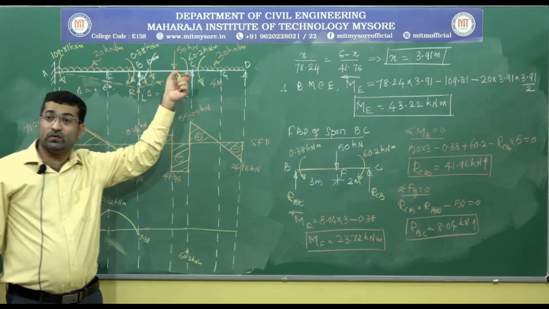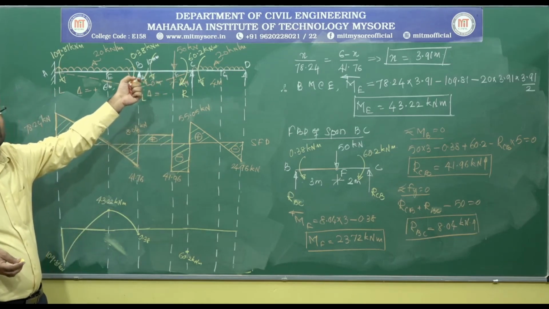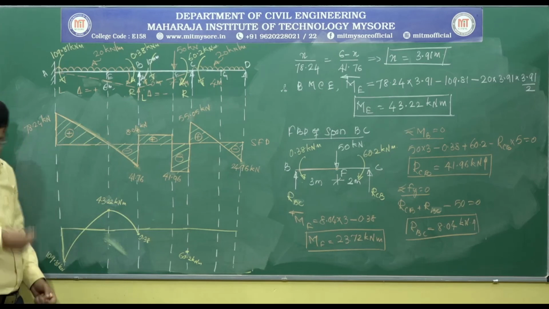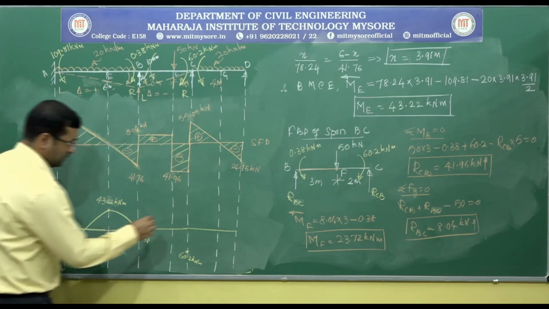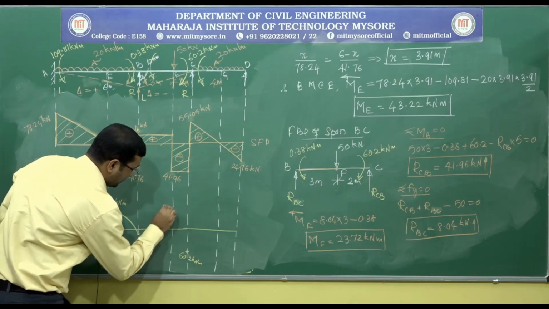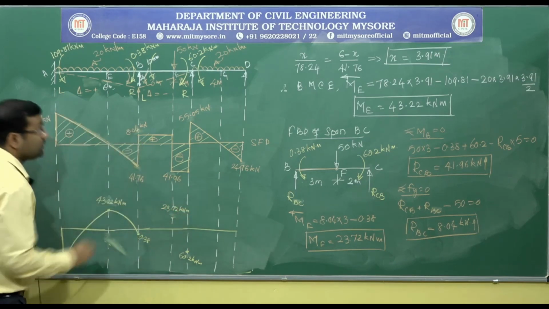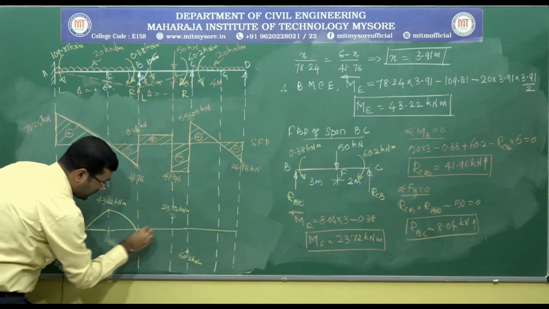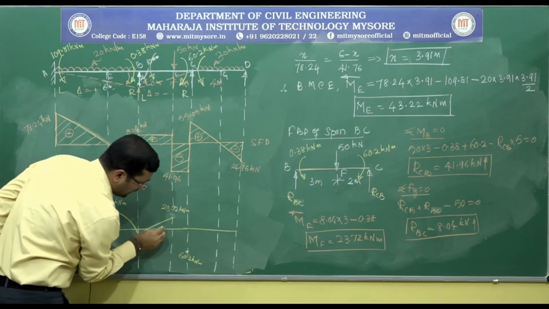But in between these two we have a concentrated load. So at the concentrated load we will have the maximum positive bending moment. As per our calculation it is 23.72. So let me represent that somewhere here, 23.72 kilonewton meter. Because of the concentrated load, the variation in the bending moment diagram will be linear.